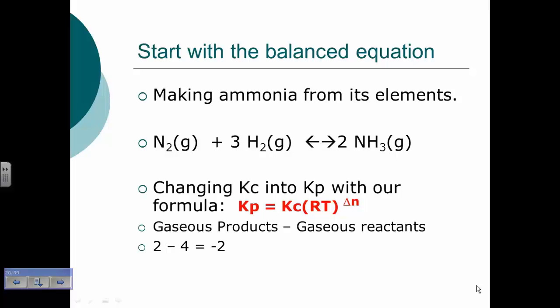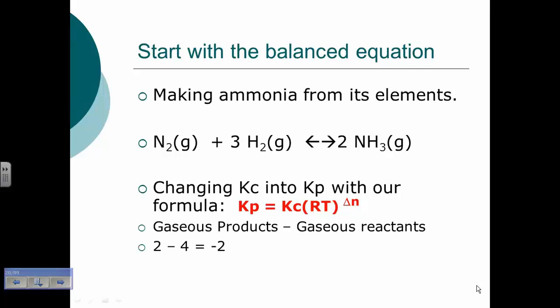N2 plus 3H2 forms 2NH3. All reactants and products are gases. Now remember, Kc was what was given to us. Kc was given in the problem as 9.60. Alrighty. So we're being asked to change Kc into Kp.